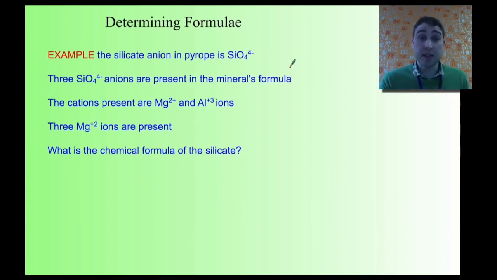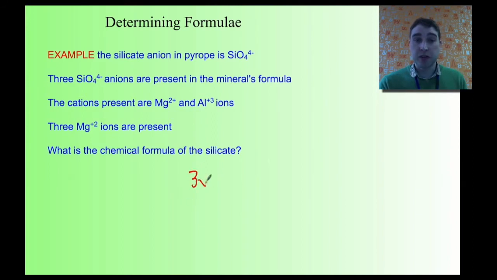So here's another question. It says the silicate anion in pyrope is SiO4 4-. 3 of those ions are present in the mineral's formula. The cations present are magnesium and aluminium. 3 magnesium ions are present. So our question really is how many aluminiums are present. So we need to figure out our overall charge.